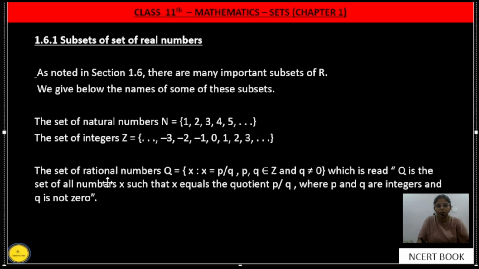So the set of rational numbers Q is given as x such that x equals p by q, where p and q belong to Z and q does not equal 0. Which is read as Q is the set of all numbers x such that x equals the quotient p by q, where p and q are integers and q is not equal to 0.